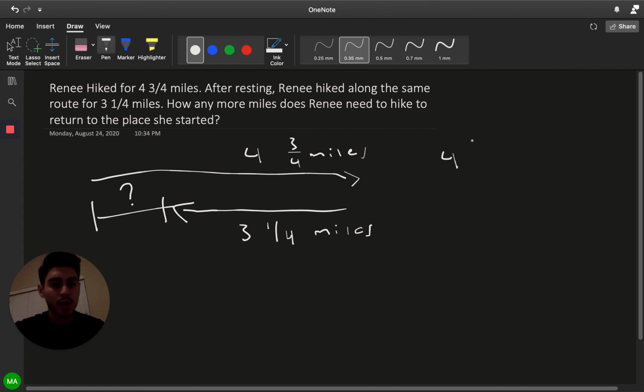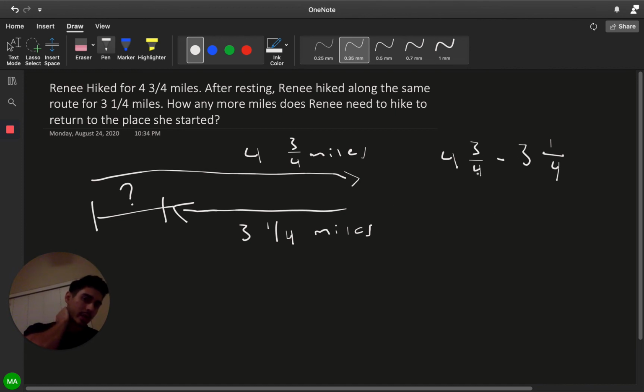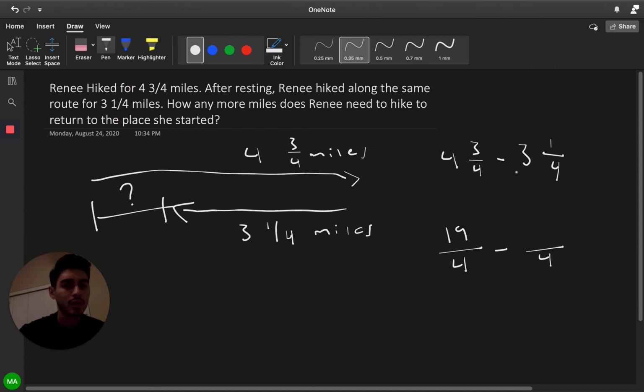So we got 4 and 3 over 4 minus 3 and 1 over 4. So what I like to do when it's like this, well, in this case, you can actually just subtract this out, and that would just be 1 and 2 over 4. Or you can turn it into an improper fraction and just subtract it out. So 4 times 4 is 16, 17, 18, 19, minus 3 times 4 is 12, plus 1, that's 13. This would get us 6 over 4.